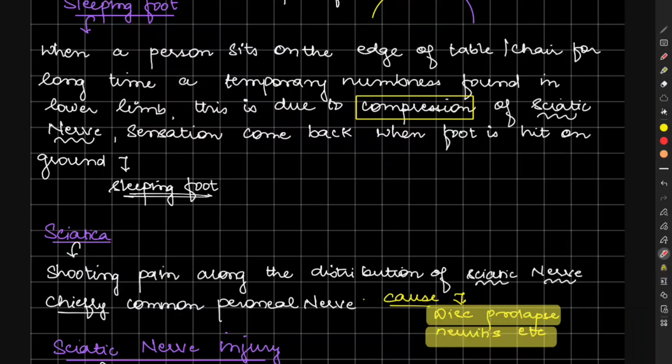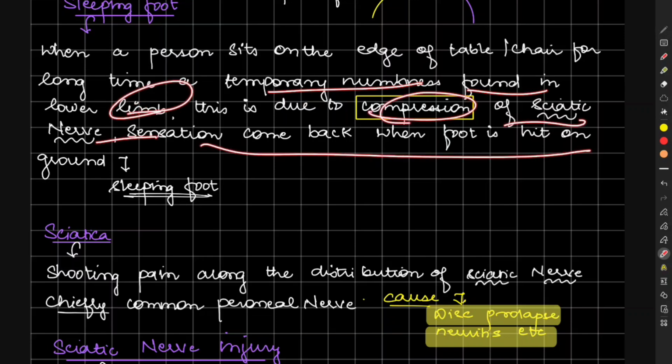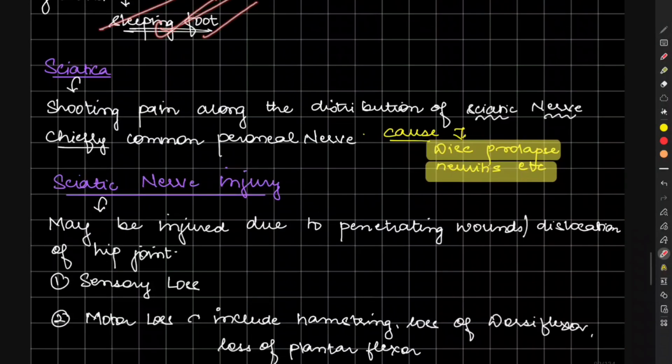So it causes numbness along the lower limb. You will have experienced this many times. This is called a sleeping foot. When you hit your foot on the ground, the sensations come back. So the loss of sensation because of sitting on the edge of the table sometimes results in temporary numbness in the lower limb. This is due to compression of the sciatic nerve, and sensations come back when the foot is hit on the ground. This is called a sleeping foot.